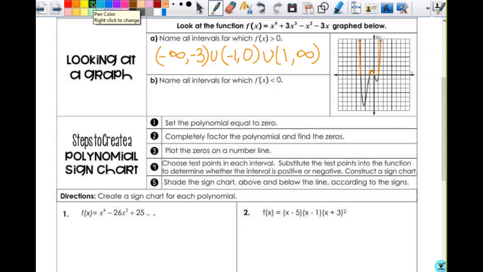Everybody good with that? So then this says all of the intervals where f of x is less than 0, so that's when it's negative. So I'd have this and this. So then I know I'm starting there at negative 3 and going to negative 1. Again, not including either one of them. Then I start back over at 0 and I go to 1.